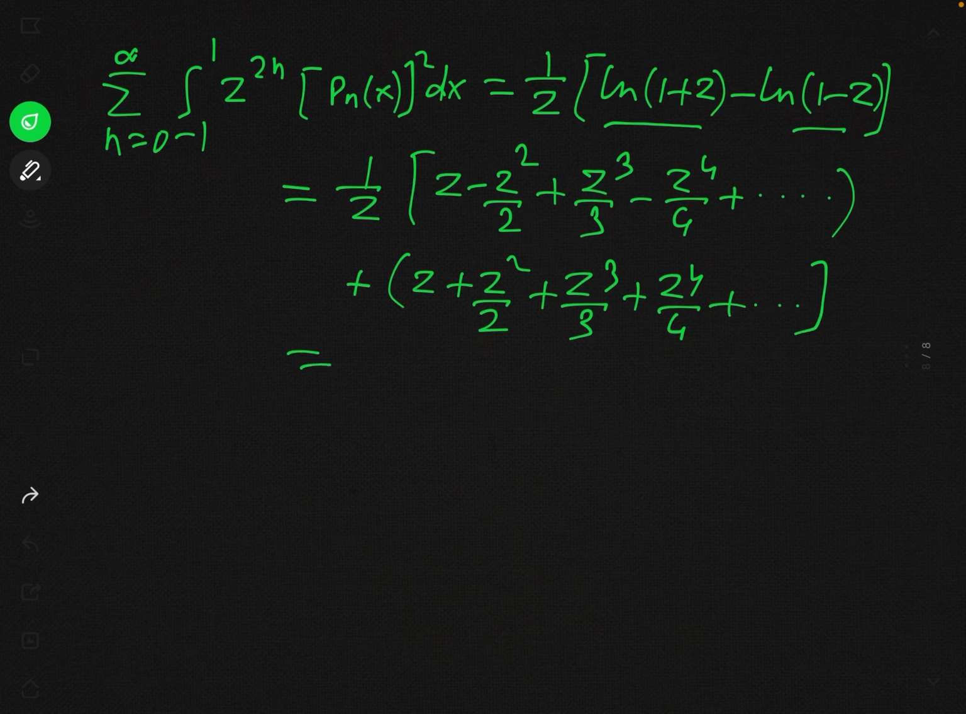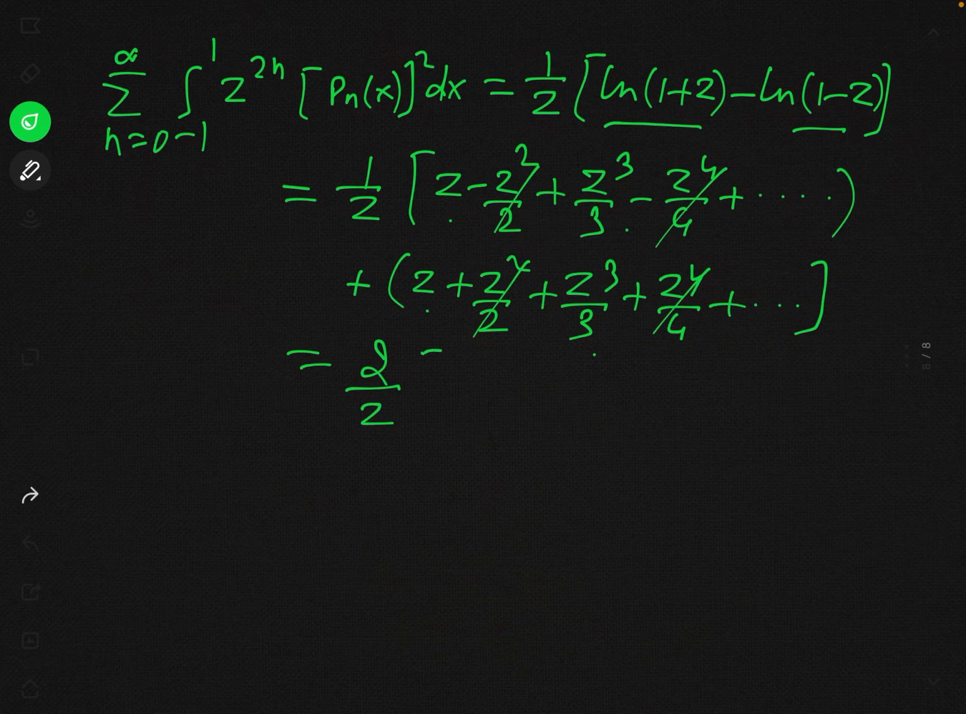And now you can see, in fact, this minus z square over 2 and this plus z square over 2 will cancel out. This minus z^4 by 2 and this plus z^4 by 4 will cancel out. So only the odd numbered power terms will remain here. And this z and z will be added, this z cube by 3 and this z cube by 3 will be added. So in fact this will become 2z, this will be 2z cube by 3. So you can take this 2 as a common factor.